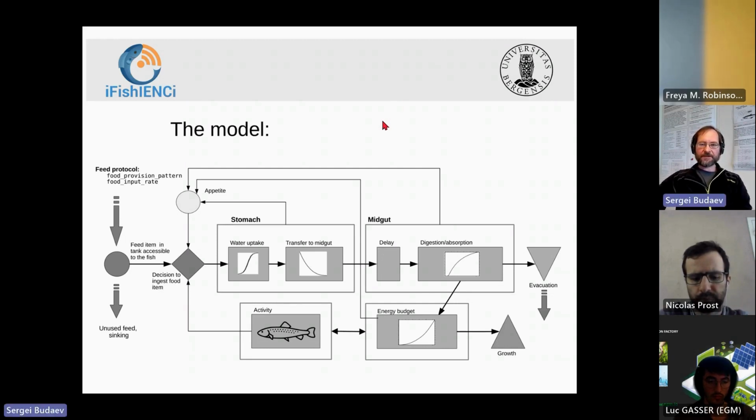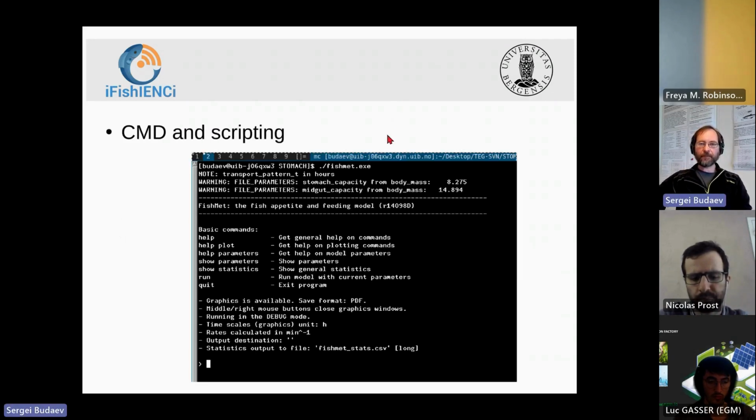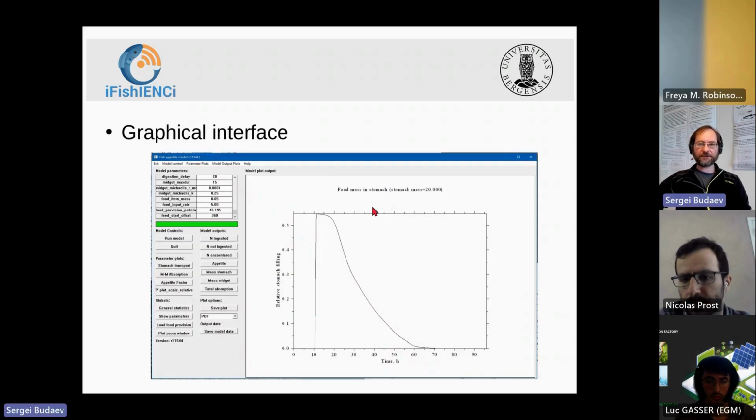And the model is implemented as a computer program. It has a command line interface, shown as a screenshot here, that can be used to run different scenarios. There is a scripting language implemented in this model and it can be used on a server or on the desktop and so on. And the model is also platform independent. It can be compiled on Windows and on Linux. There is also a graphical user interface shown here. So it's possible to do simple experiments in this point and click interface.